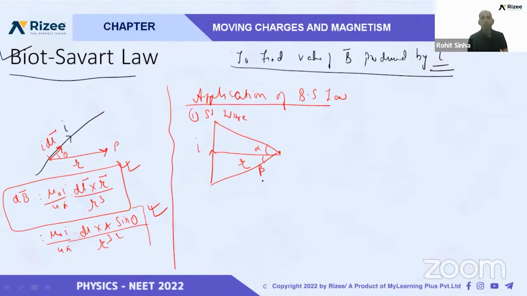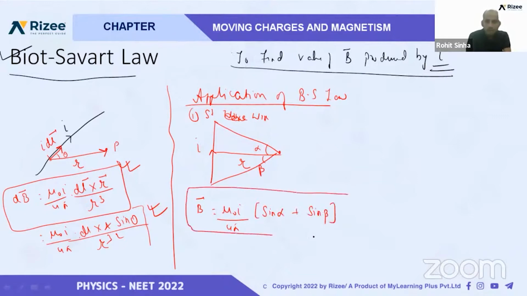But I am not going into the derivation part because it is for the 12th exam, where they are focusing on it. So I am going directly to the question part. For a wire, to find the magnetic field, we find that the magnetic field is equal to mu naught I by 4 pi r, into sine of alpha plus sine of beta, where sine alpha and sine beta are as you can see here.